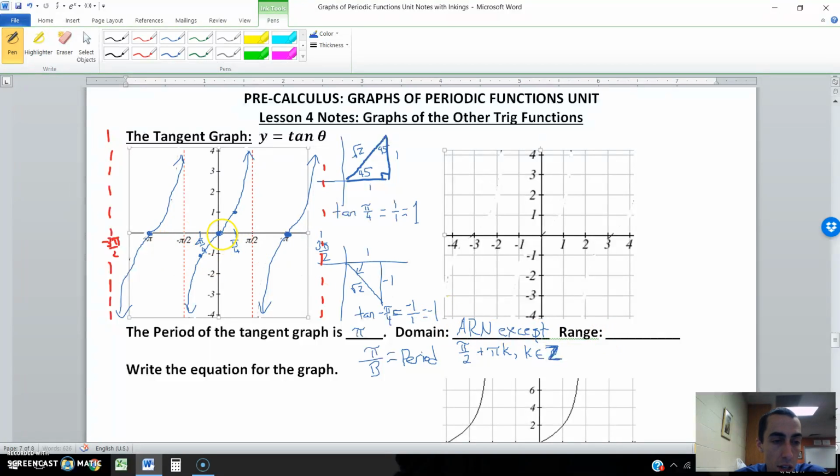Now the range. The range is all the possible y values, and those will include all real numbers, because this graph goes down forever, and it goes up forever. So this would be all real numbers, negative infinity to infinity. I'm going to skip this part here. I was going to have us do the tangent graph, but on an axis that's labeled with the integers instead of multiples of pi over 2. So we'll just skip that part.